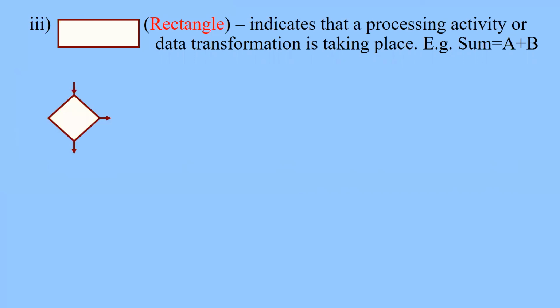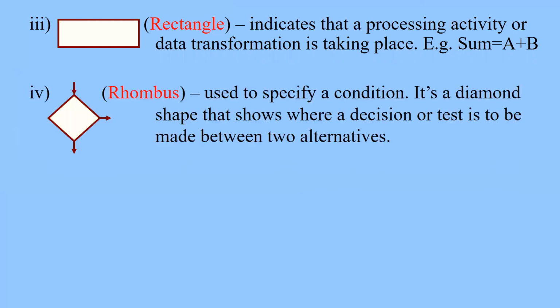Then we have this other symbol. This symbol, we call it a rhombus. It is used to specify a condition. It is a diamond shape that shows where a decision or a test is to be made between two alternatives. For example, you have entered the age of a person, and based on the age, you are saying that if the age entered is beyond 18, then do X. However, if the age entered is below 18, then do another action, like do activity Z.